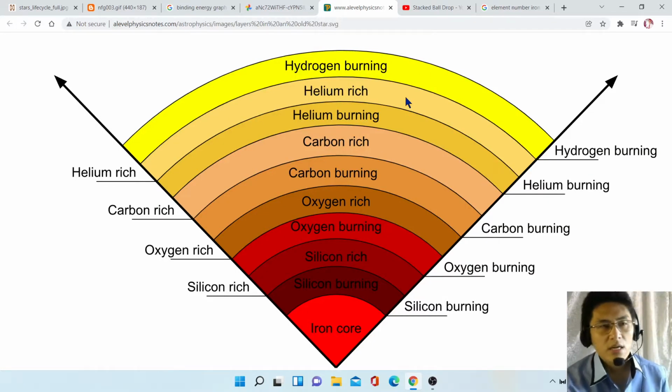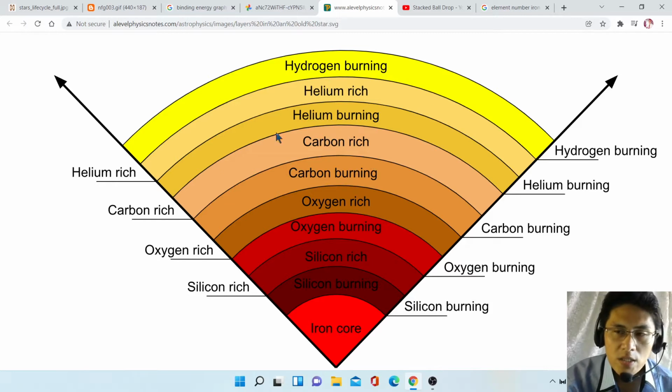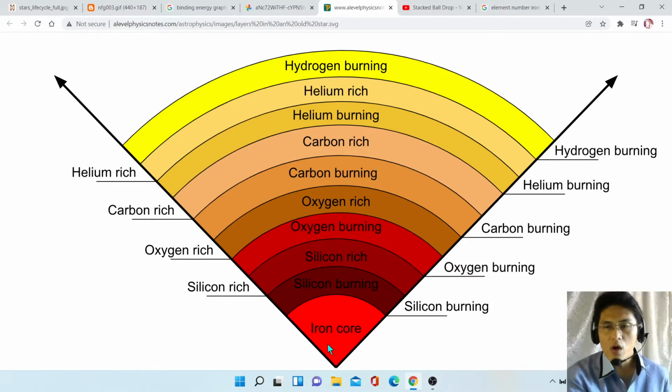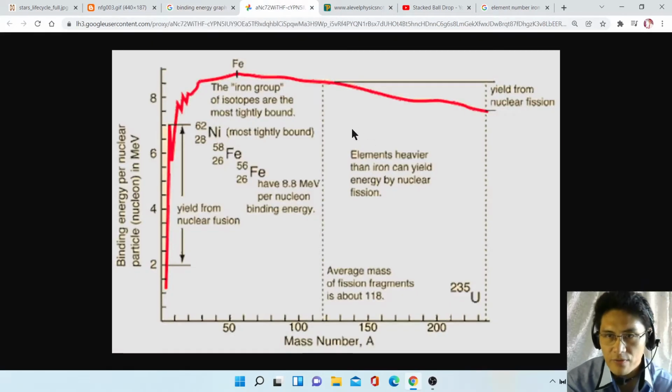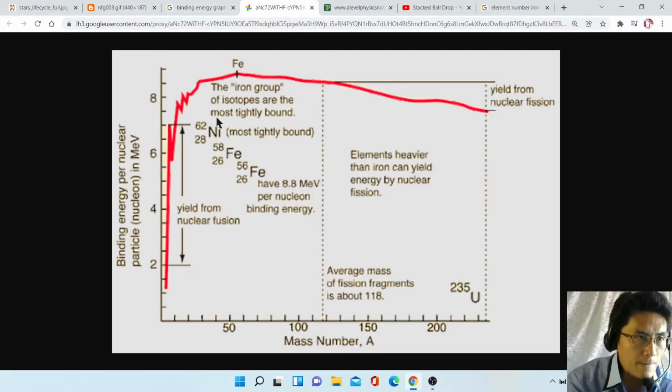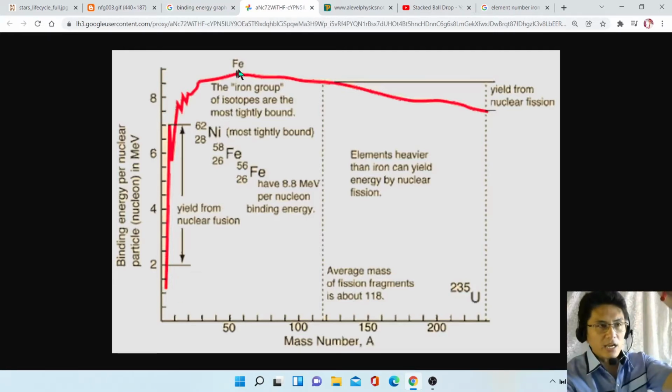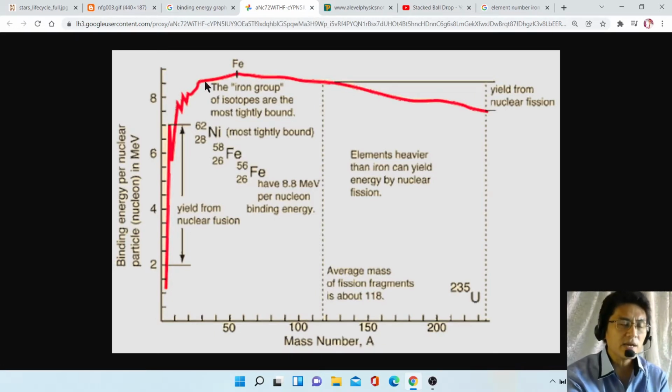You always notice that in stars, it's always iron at the core. Okay? You always notice that in stars, the core will always be iron. So the end of the process of fusion always ends up with iron. And the reason for that is precisely this graph. If you look at this graph, the top of the binding energy, the highest binding energy, is iron. Okay?